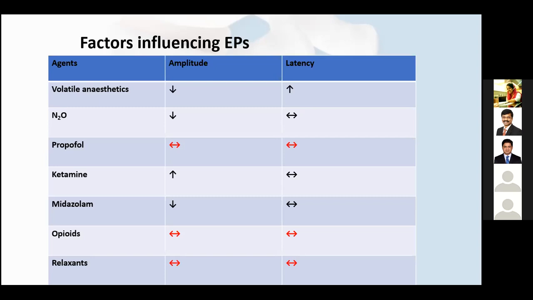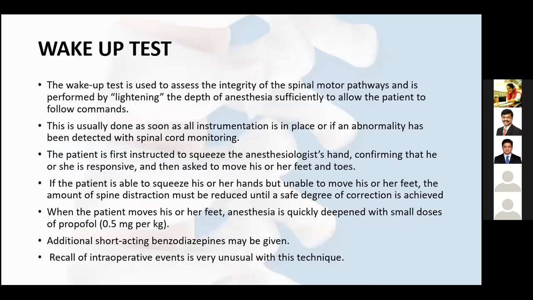Okay. Next, Soumya, in case you do not have neuro monitoring and everything, how are you going to assess the neurological function in between the surgery? It can be done by a wake-up test. The wake-up test is used to assess the integrity of the spinal motor pathways and is performed by lightening the depth of anesthesia sufficiently to allow the patient to follow commands.